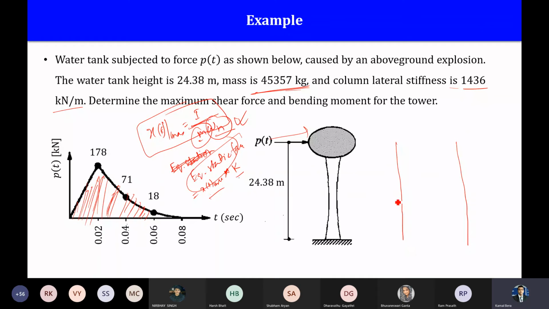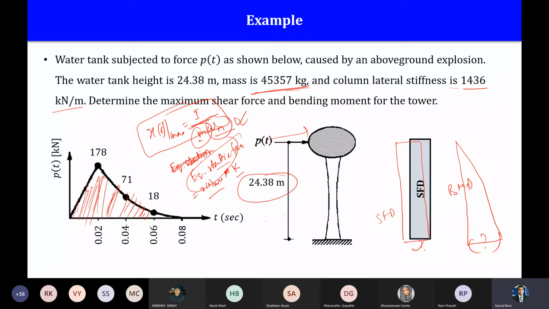Tell me. Cantilever subjected to a tip load. So obviously you know this will be the SFD and this will be the BMD. We just find the values. This will be nothing but the maximum equivalent static force, and this value will be the maximum equivalent static force multiplied by this height. And then this and this also.